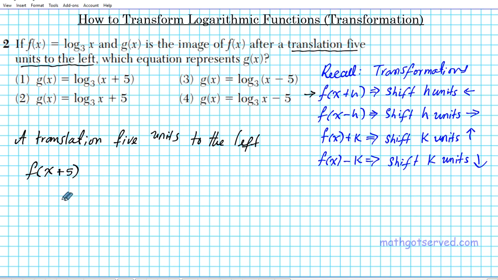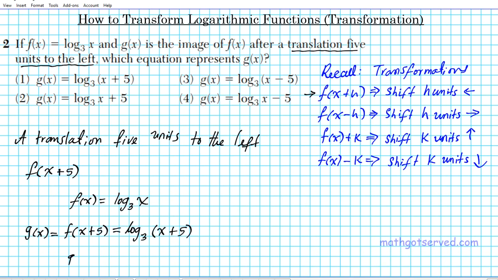Okay? All right, so what is f of x? F of x is log base 3 of x. Now we want to find g of x. G of x is what you get when you shift the function 5 units to the left, or basically f of x plus 5. Now how do we compose this original function f of x, which is log base 3 of x, with x plus 5? All you simply do is you take out the x and replace it, or substitute x plus 5 for the x. So you have log of quantity x plus 5 instead of x, base 3.